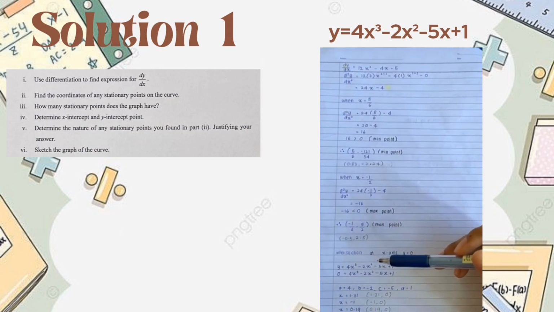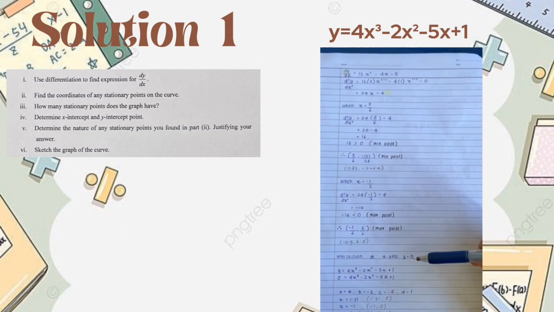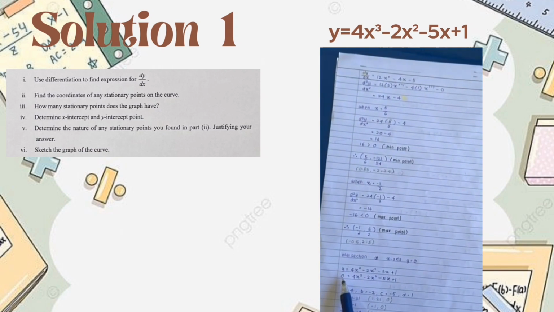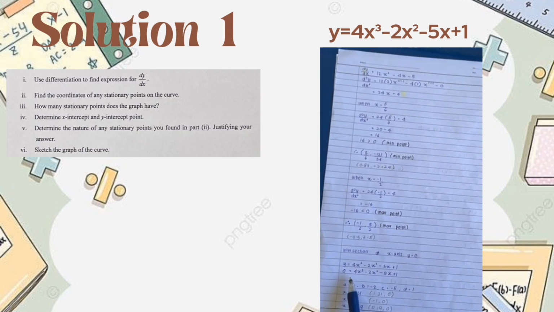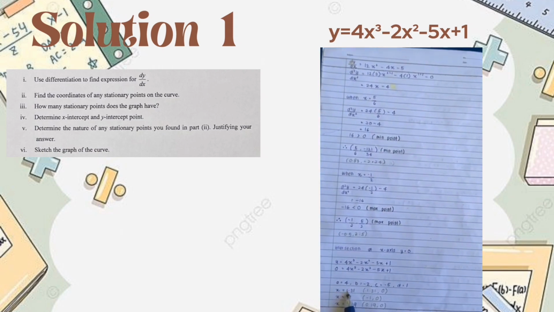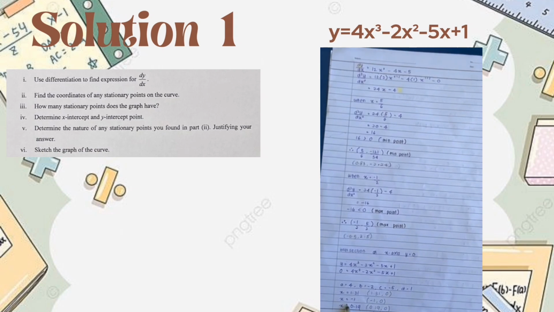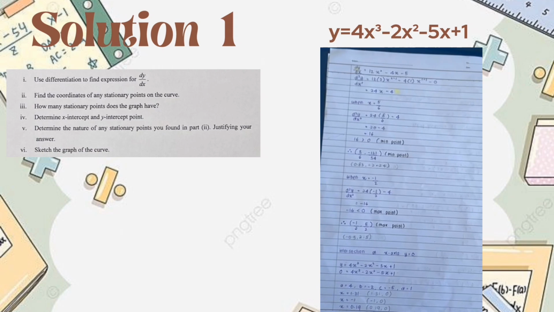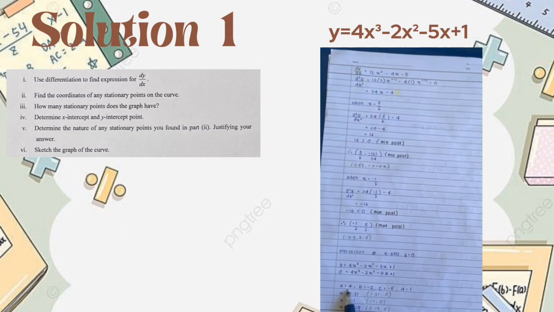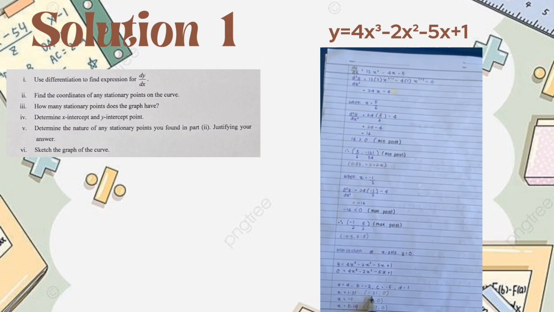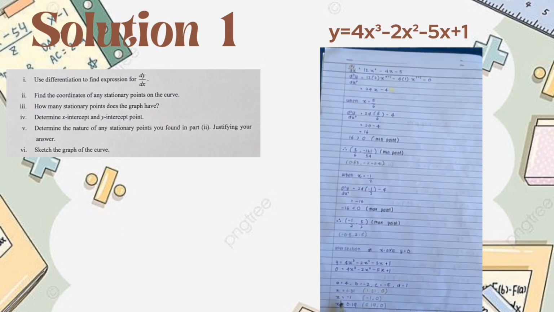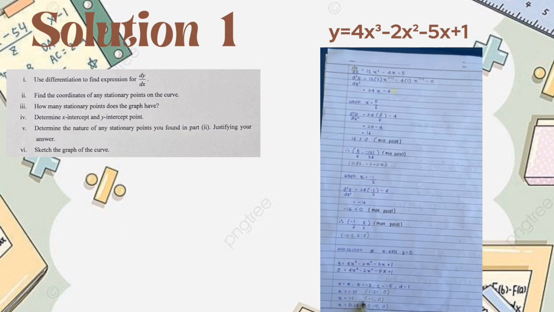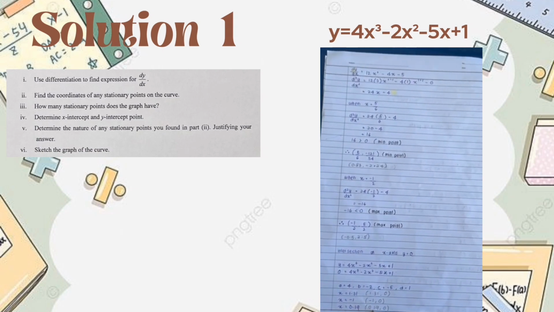To find the intersection at the x-axis, y equals 0, so we substitute y equals 0. So we get x1 equals 1.31, x2 equals negative 1, x3 equals 0.19. So the coordinate for the first x is 1.31, 0. For x2 it is negative 1, 0. For x3 it is 0.19, 0.